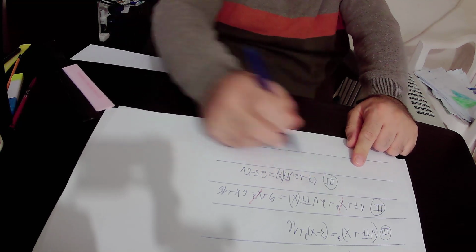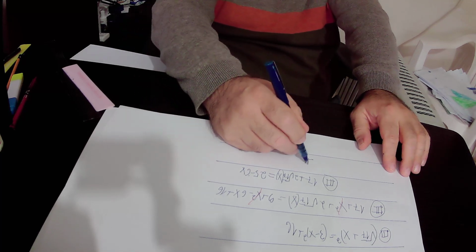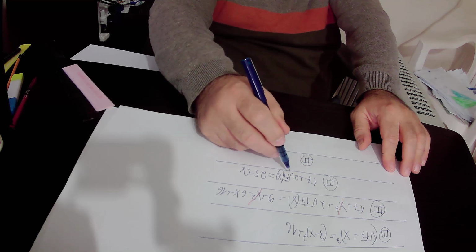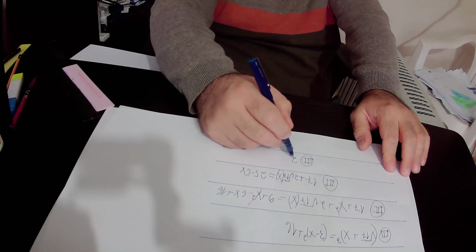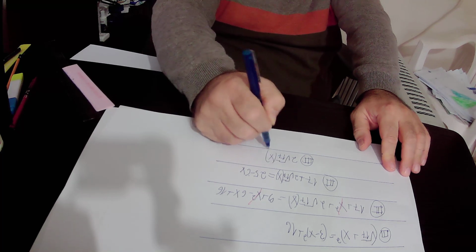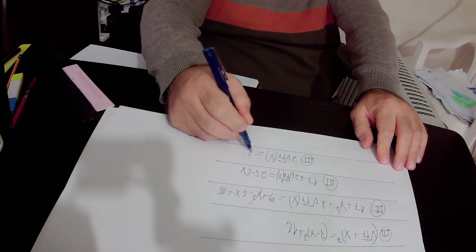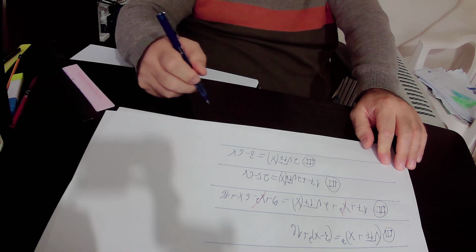So here we will subtract 17 from equation number 3. So 17 minus 17 is 0. We are left here only with 2 times square root of 17x, and it equals 25 minus 17, which is 8, minus 6x.